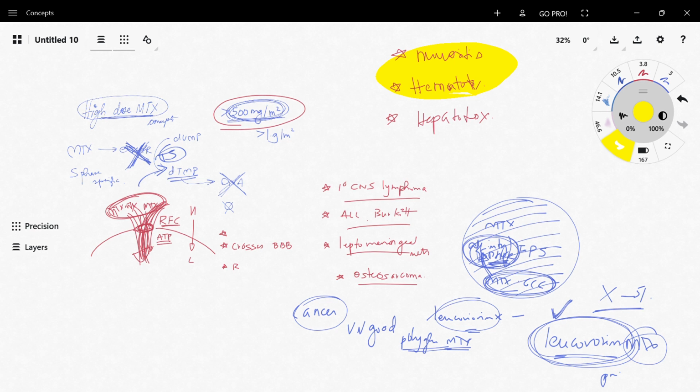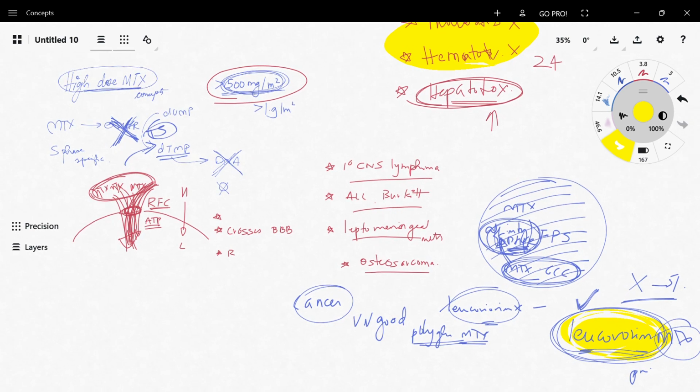So if you give leucovorin within 24 hours of giving methotrexate, you almost never have mucositis, myelosuppression, or hematotoxicity. But hepatotoxicity will still happen, even with leucovorin, there is going to be some elevation of transaminases. But leucovorin is a magic drug to sort of circumvent the side effects of methotrexate within normal cells. Okay.